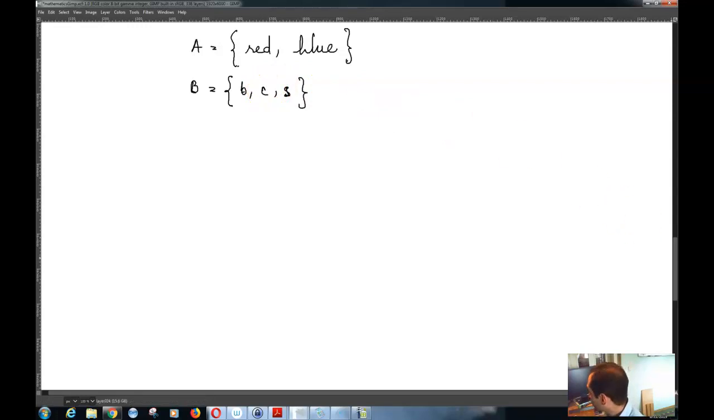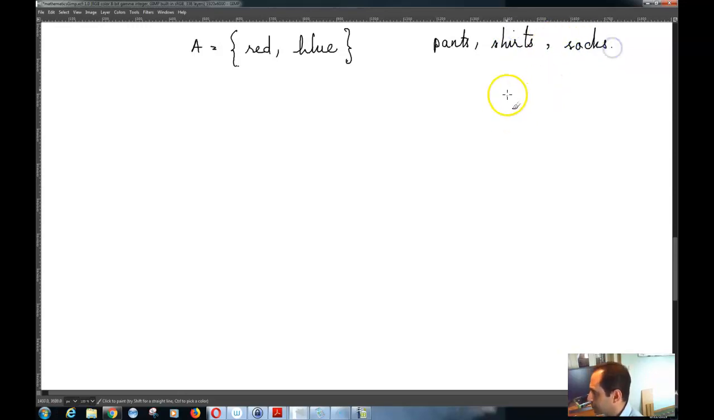You could go, for example, for pants, shirts, and socks. You could take P, S, and T-shirt, for example, and then you would have P, T, and S. So I'm going to go with the set B. I'm going to take the first letters of the names of these objects and call them P, T, and S.